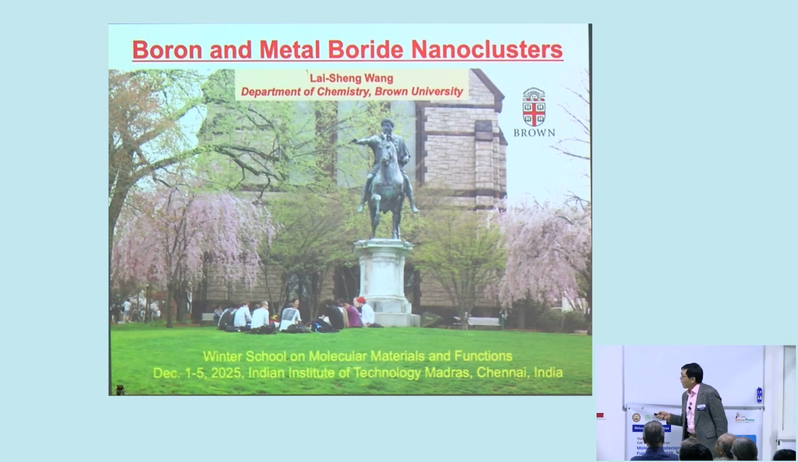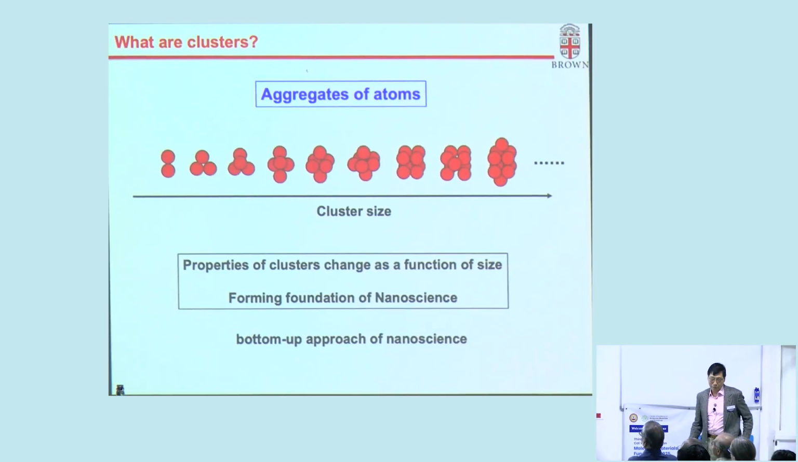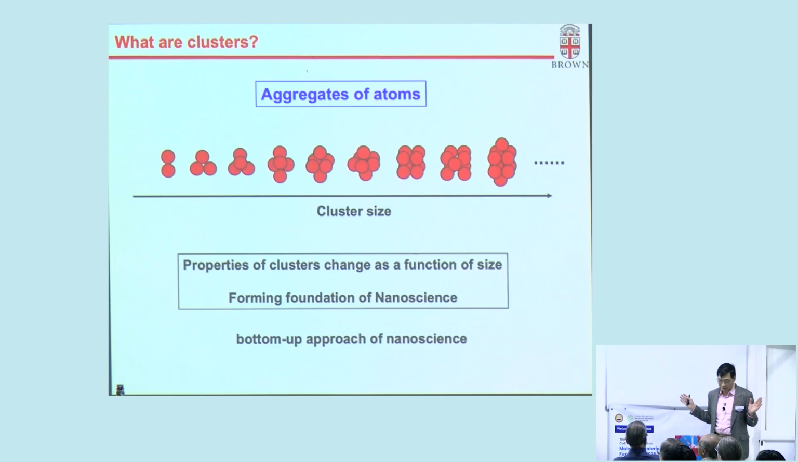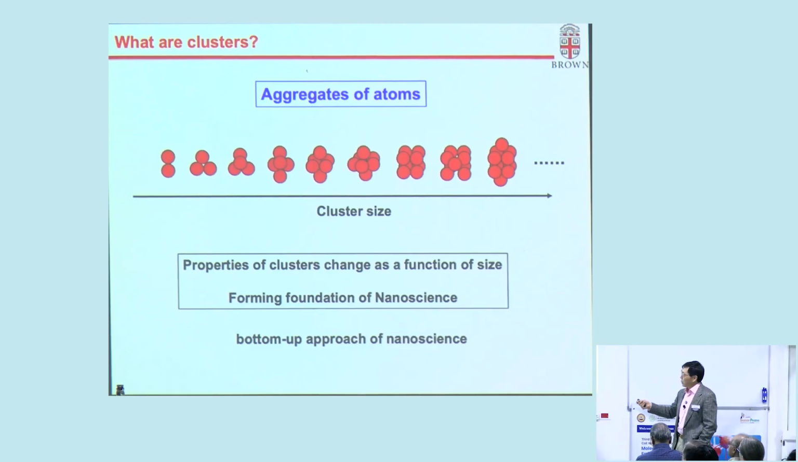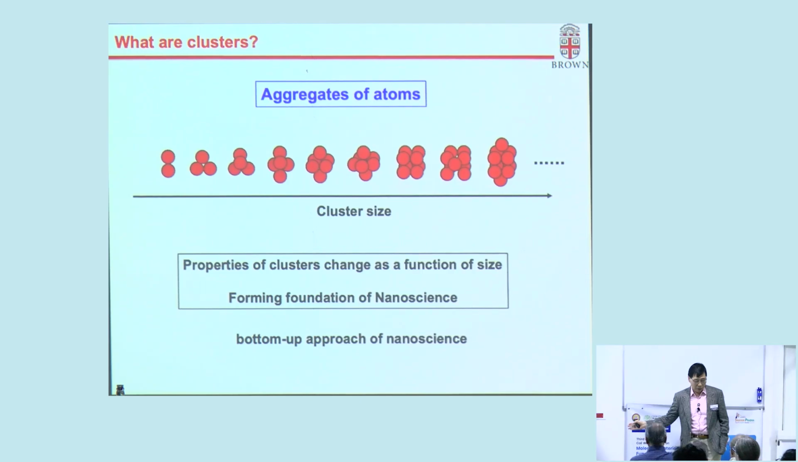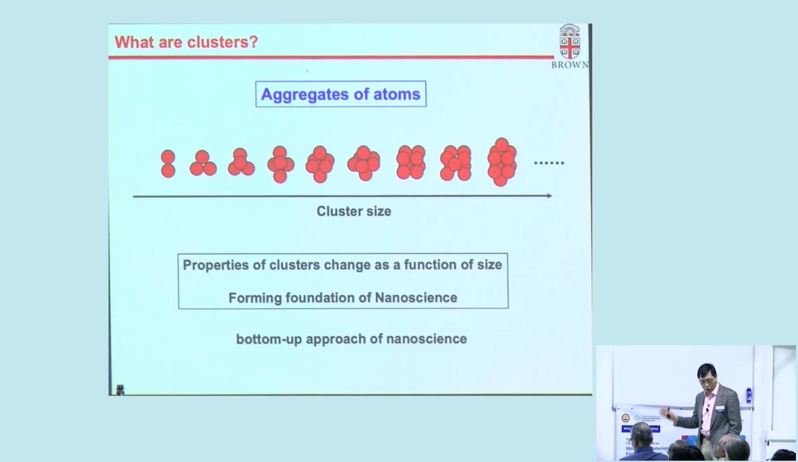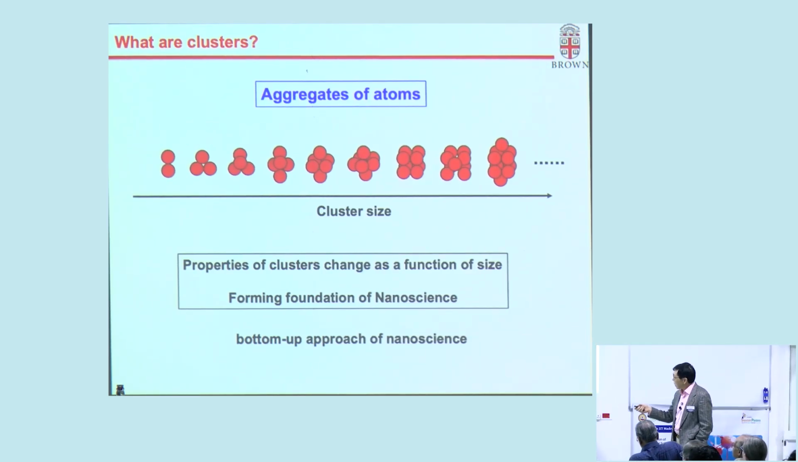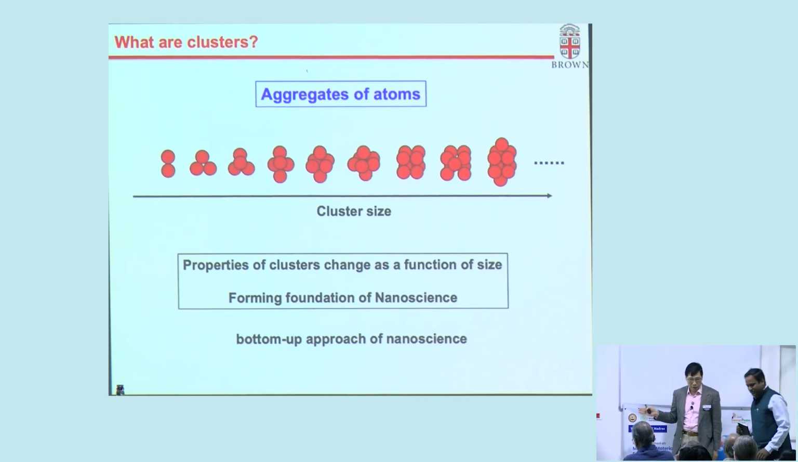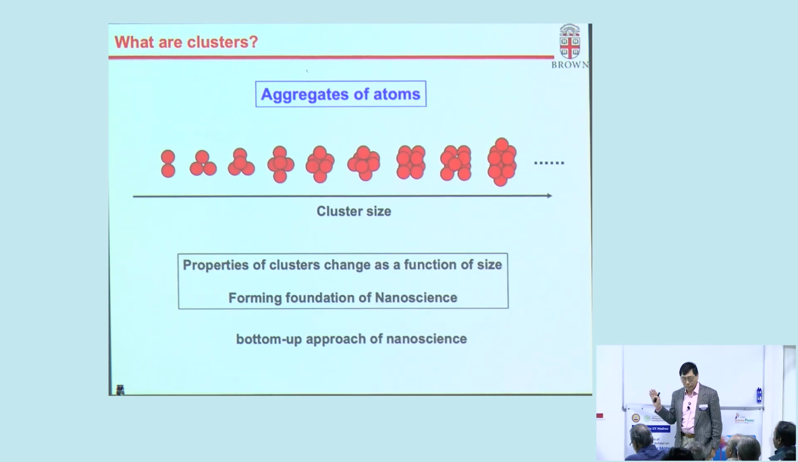All right, so let's start from the beginning. What are nanoclusters? My definition is these are aggregates of atoms, and their properties and structures change as a function of size. Clusters are really the foundation of nanoscience. This is the bottom-up approach of nanoscience.